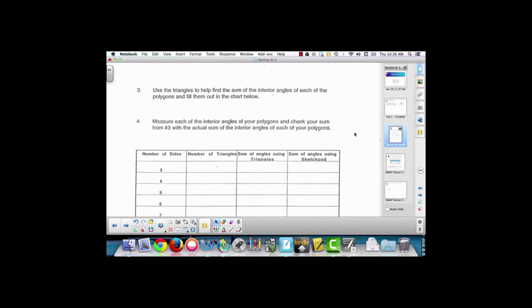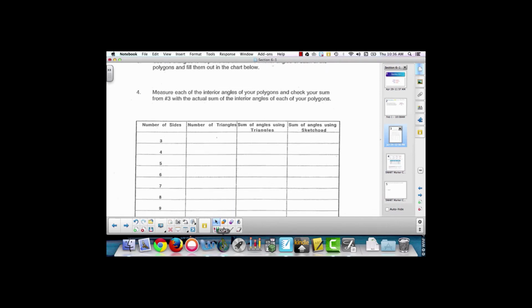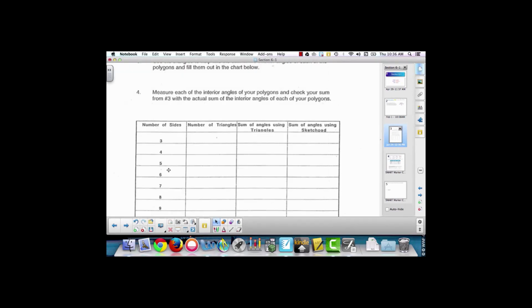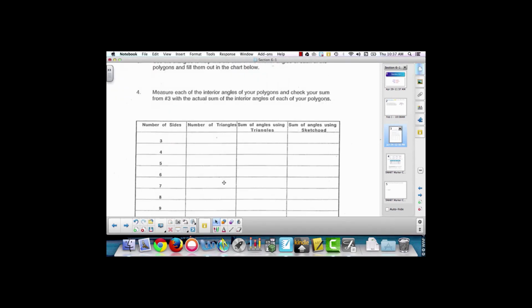Then, once I've drawn the diagonals for that polygon, I'm going to answer the questions in this chart. This was a six-sided polygon. So in the chart I would go to 6 sides. I would see that I have 4 triangles here. So here I would say that the number of triangles is 4. Then, knowing that the angles in a triangle add up to 180 and I have 4 triangles, I'm going to put what the sum of the angles would be using those triangles here.